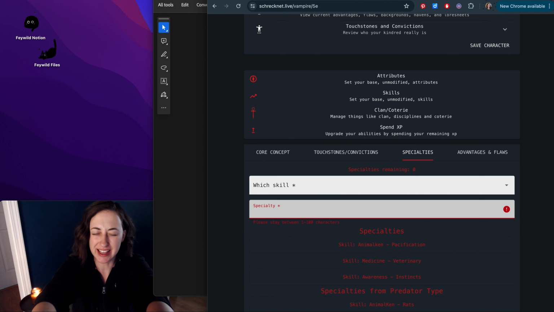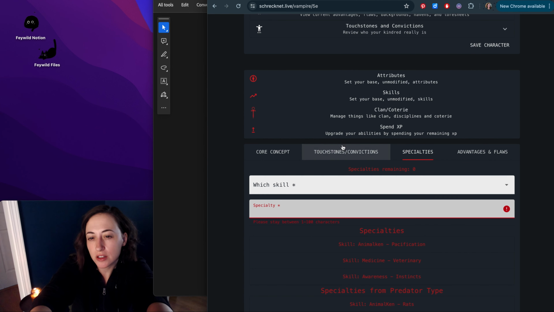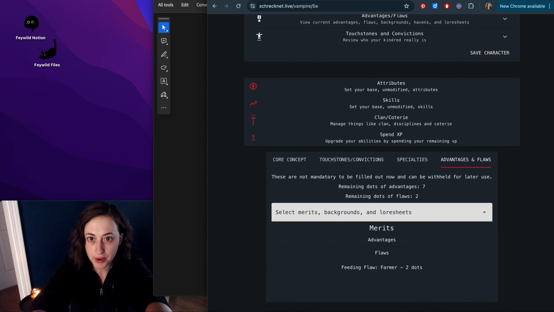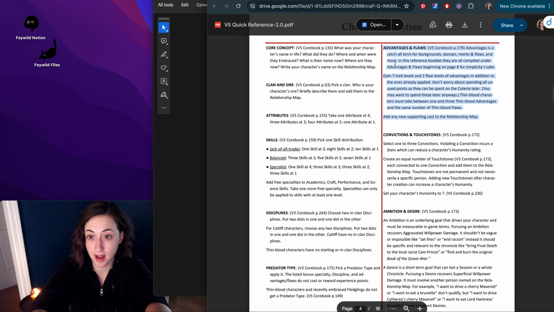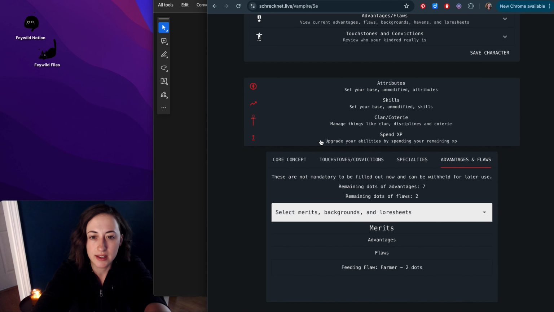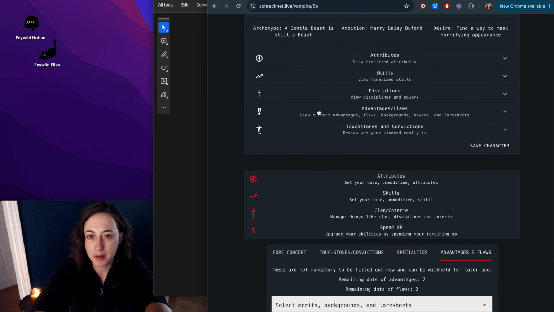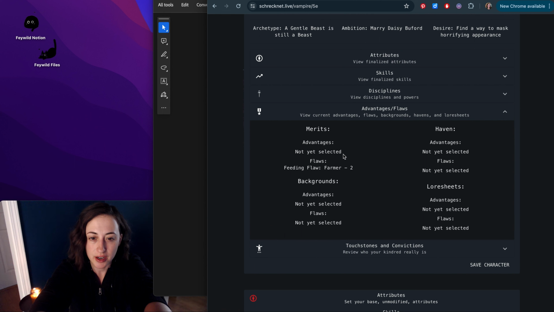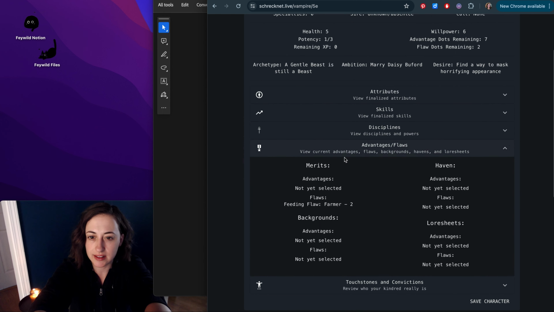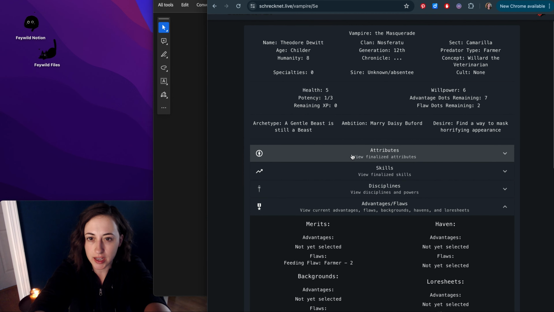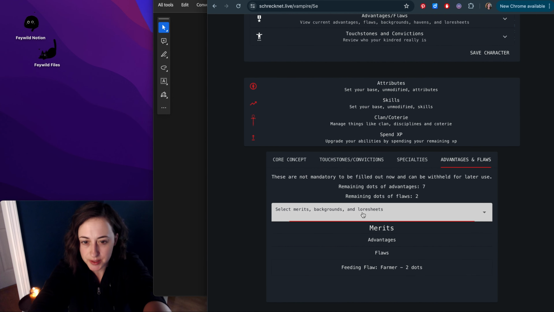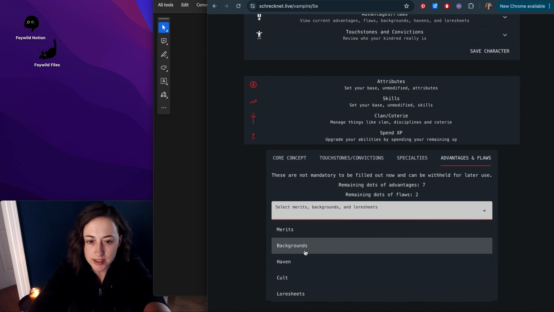Once again, I'm really leaning into that animal-centric build for him. And so then you have your advantages and flaws. These are points you get to spend related to your background, your domain. And so if you go up, where is it? Yeah, right there. You can already see we have our feeding flaw up there. I don't think it lists our Bane up there yet, maybe that's one of the ones I have to select. And so boop, boop, boop.